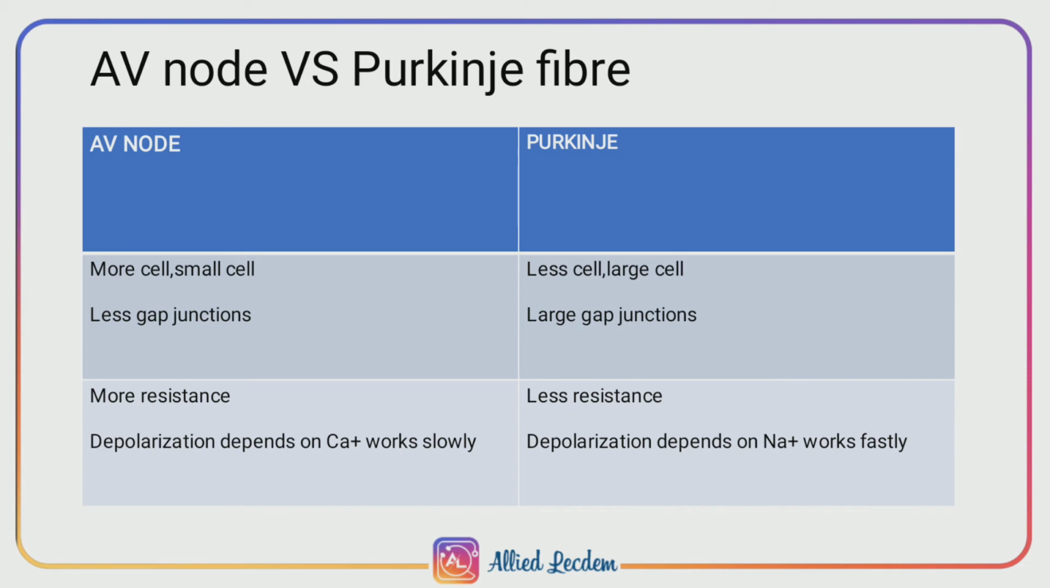The AV node has fewer gap junctions, but the Purkinje has large gap junctions, which results in quicker impulse transmission. AV node has more resistance because it is insulated, and the Purkinje has less resistance. The AV node depolarization depends on the calcium channel and the Purkinje depolarization depends on the sodium channel.